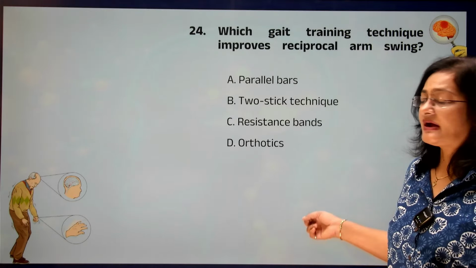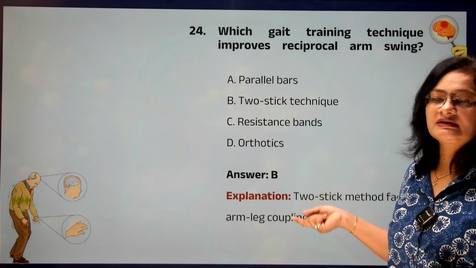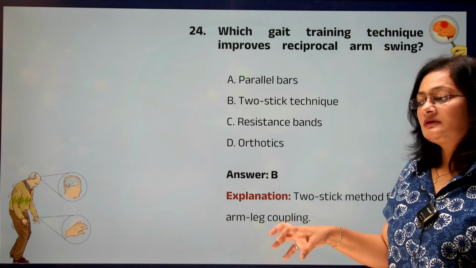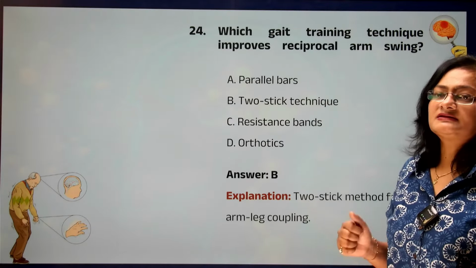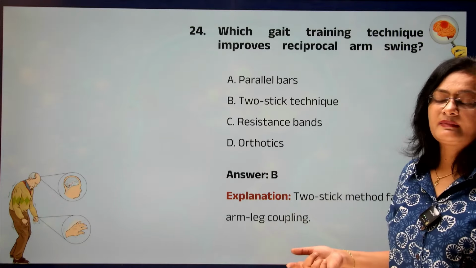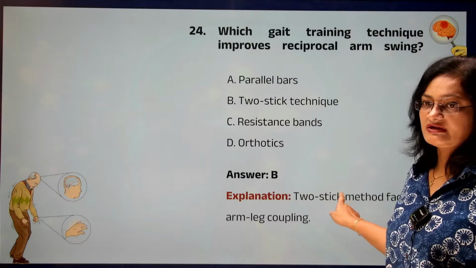The other options are resistance band training or orthotics. So the answer will be the two stick technique, which is mentioned in Darcy Gardiner under Frenkel's exercise. So this technique will be best for promoting the arm swing in the Parkinson's patient.